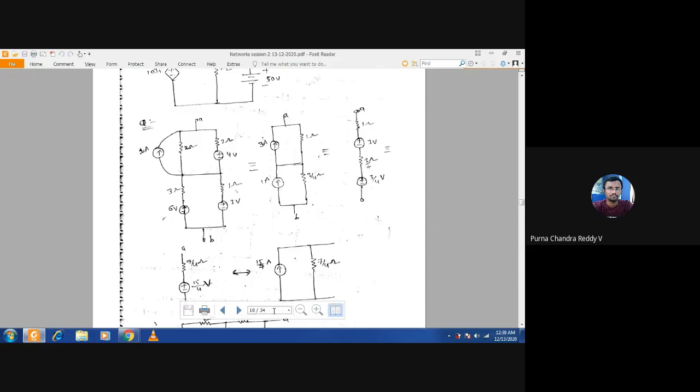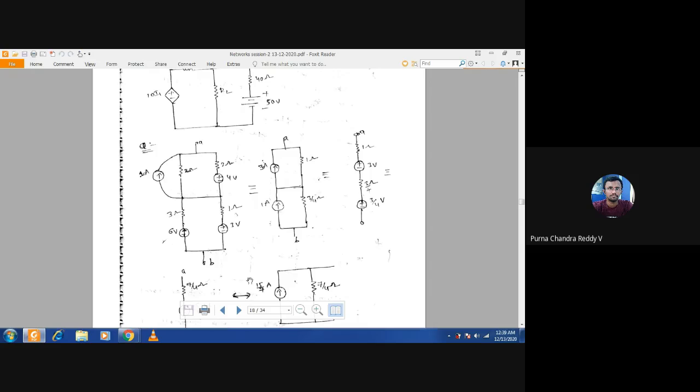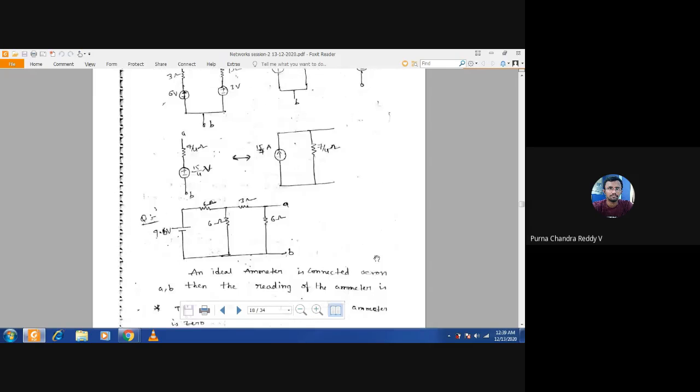Again, you can transform this into a current source in parallel with the same resistance. The value of the current source is I is equal to V by R. That is 15 by 4 divided by 7 by 4. 4 gets cancelled out, 15 by 7. So this is how you can perform source transformation.